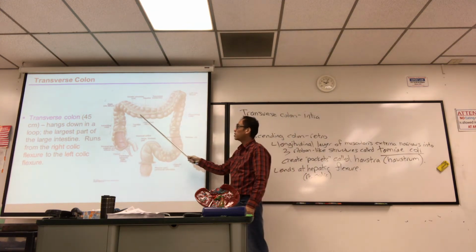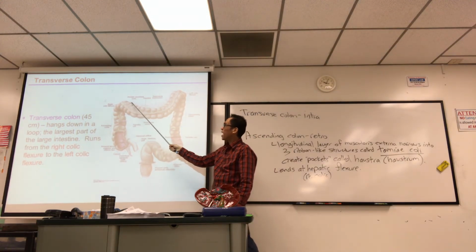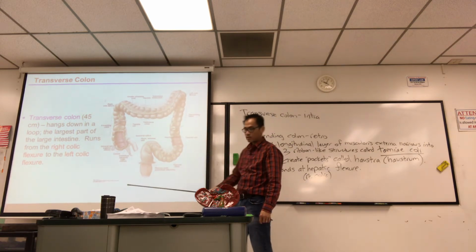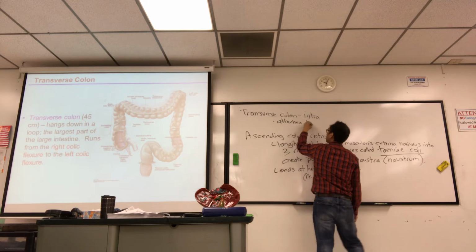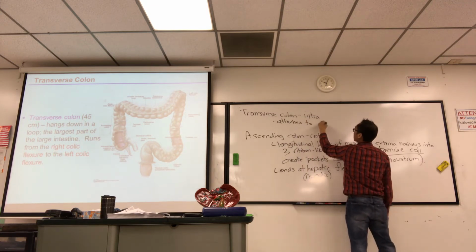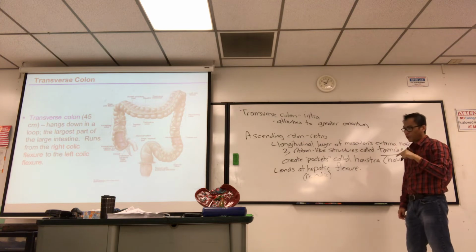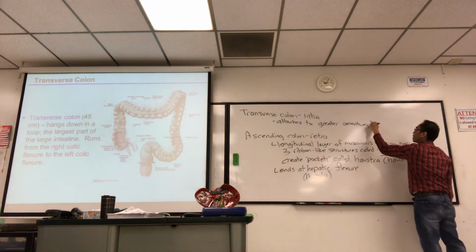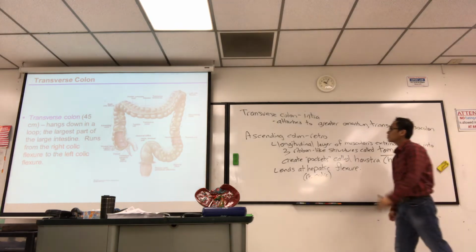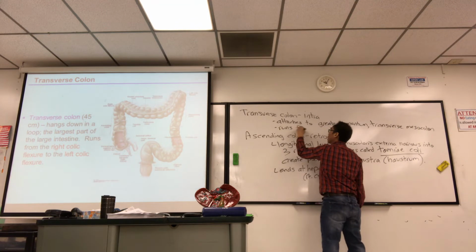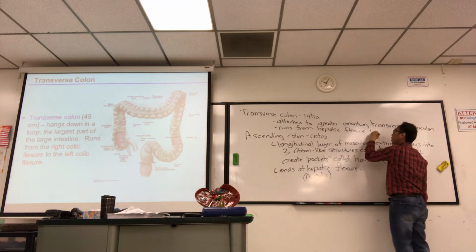And all along you have haustra, and there's a tinea coli right there. They cut away on the greater omentum there. And attached there is the transverse mesocolon. Okay, you have to know those two. So the transverse colon attaches to greater omentum, as well as transverse mesocolon, which will anchor it to the back body wall. I'll say it runs from hepatic flexure to splenic flexure.